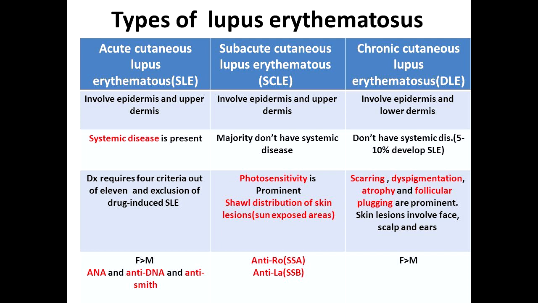Hello friends, today we will talk about different types of lupus. There are 4 different types of lupus. Learn more about each type below.